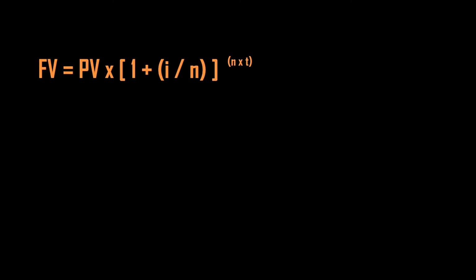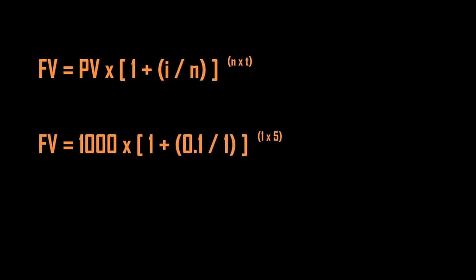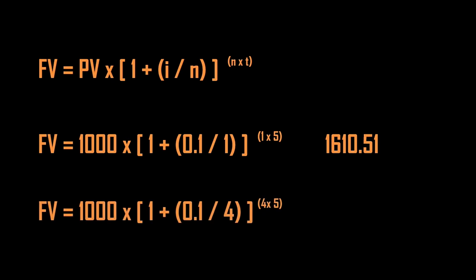So, now, if you have $1,000 now, and you want to calculate the future value of the money after 5 years, where the interest rate is 10% and the interest is compounded annually once a year, the future value will be this, 1610. But if the interest rate was compounded quarterly, then the value will change to 1638.